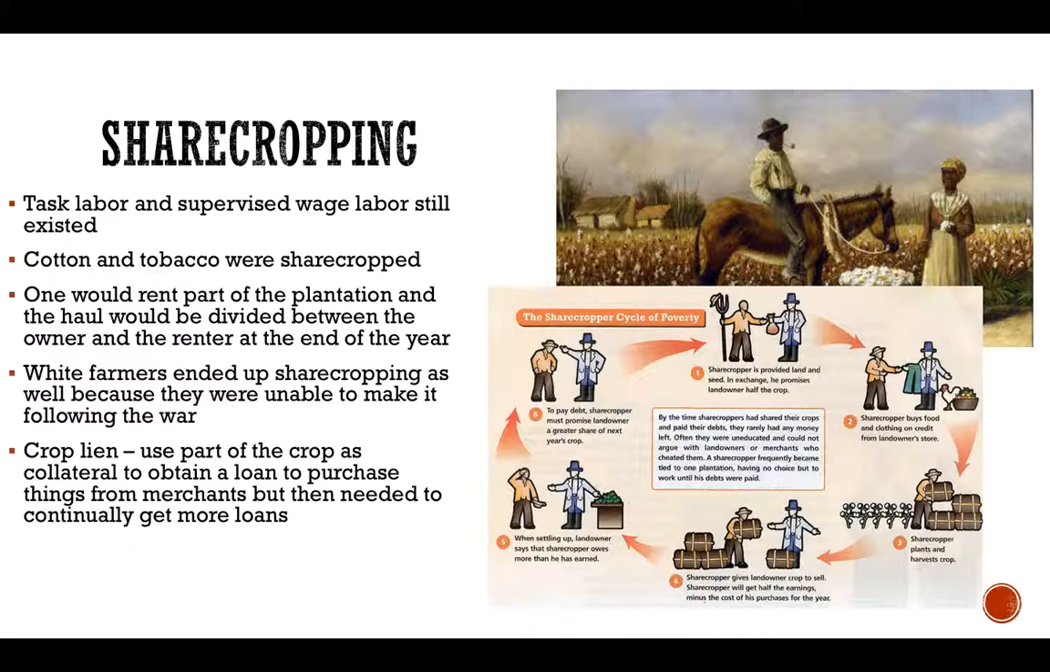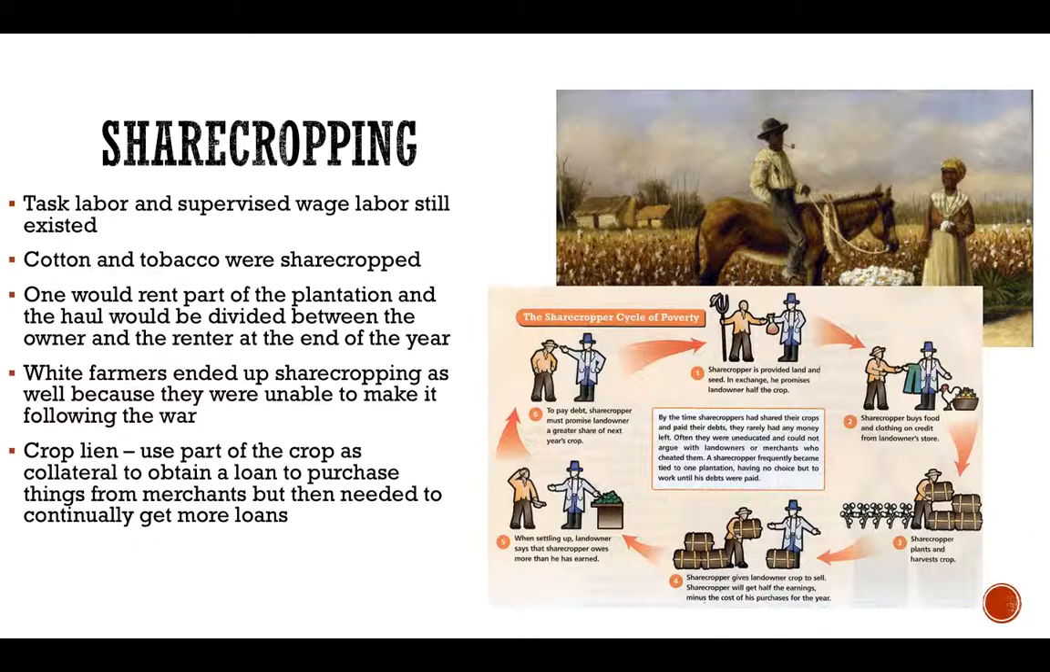Step 1, the sharecropper is provided land and seed in exchange. He promises the landowner half of the crop, and the sharecropper buys food and clothing on credit from the landowner's store, and then the sharecropper plants and harvests the crop. The sharecropper gives the landowner the crop to sell. The sharecropper will get half of the earnings minus the cost of his purchases for the year.